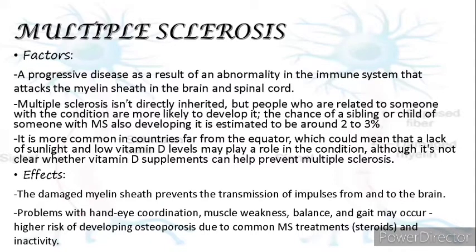The effect of multiple sclerosis is that the damaged myelin sheath prevents the transmission of impulses from and to the brain, and problems with hand-eye coordination, muscle weakness, balance, and gait may occur. There is also a higher risk of developing osteoporosis due to common multiple sclerosis treatments and inactivity.